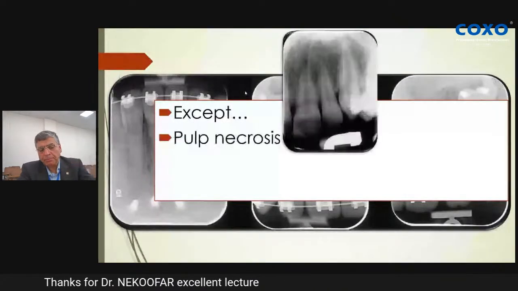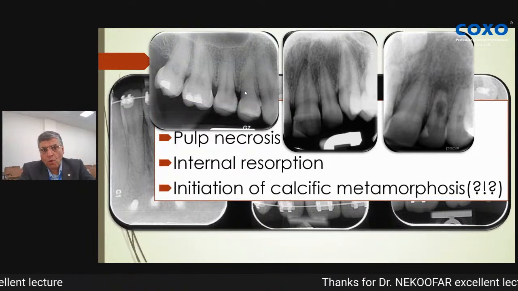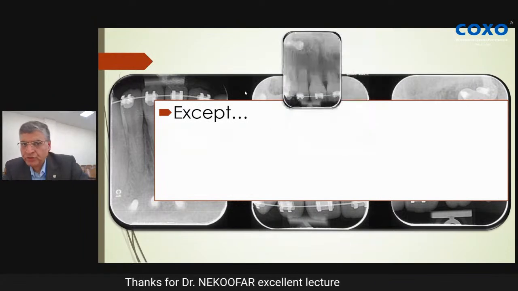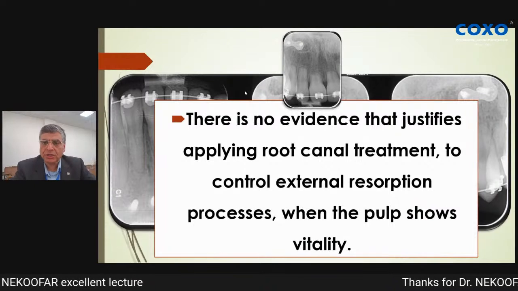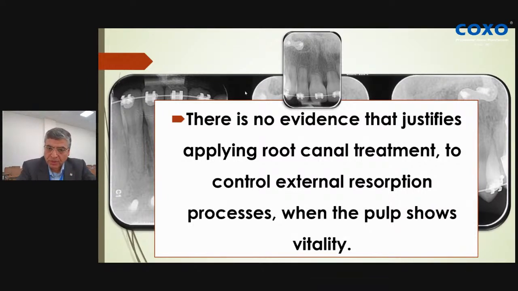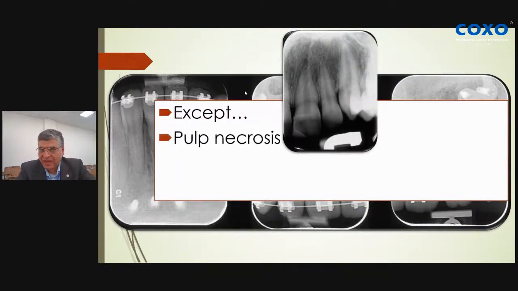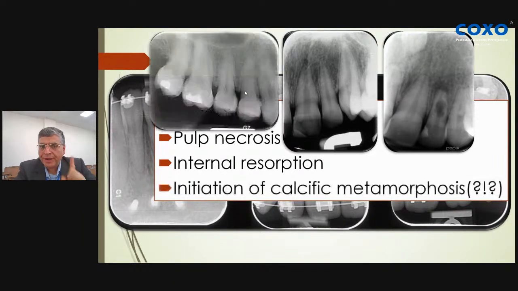Except when we have pulp necrosis or internal resorption at the same time, or when we see initiation of calcific metamorphosis. Let me repeat this for you. There is no evidence that justifies applying root canal treatment to control external resorption process when the pulp shows vitality. So we intervene and start root canal treatment when we have pulp necrosis or internal resorption or initiation of calcific metamorphosis.